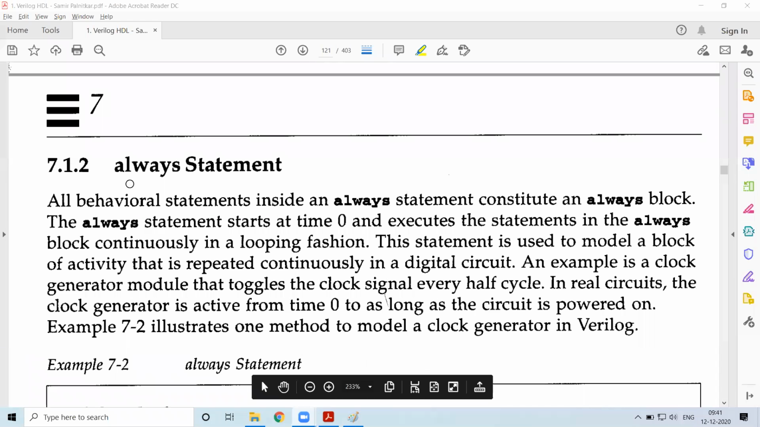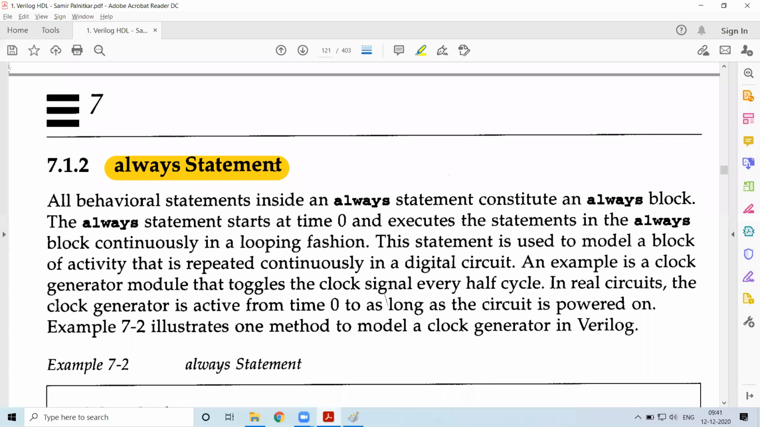Okay, next is the always statement. The name itself tells that these statements have to be executed again and again. So until some condition is satisfied, or some task is executed, you can go ahead in that form.